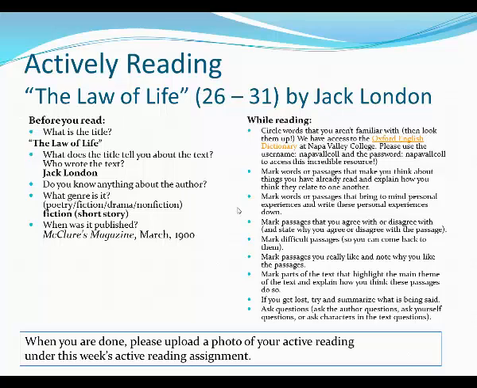All right. The next thing you're going to be doing for class this week is you're going to be reading one of Jack London's stories called The Law of Life. It's found on pages 26 through 31 in the Portable Jack London. Before you read, just like last time, I'd like you to think about, what is the title of this text. It's called The Law of Life, so what does that tell you about the text and who wrote it? We know Jack London wrote it, so that's a really easy answer. And what do you know about the author? We've been talking about a little information about the author. It's definitely fiction. It's a short story, and it was first published in McClure's magazine, March 1900.